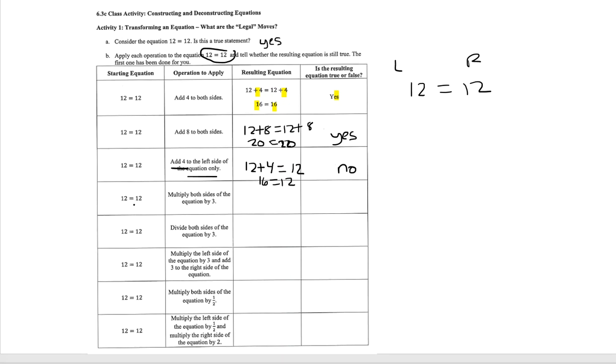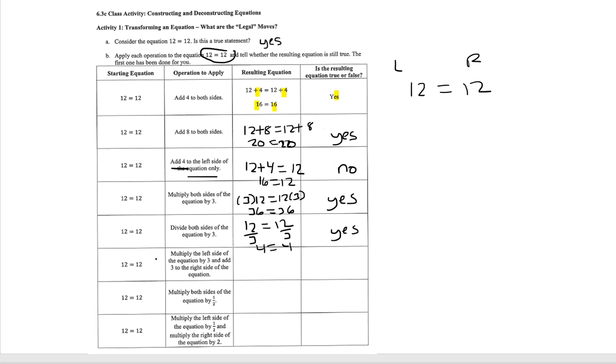Okay, let's look at the next one. 12 equals 12. If we multiply both sides of the equation by 3, so if we have 12 equals 12 and we times this side by 3, and we also times this side by 3, that's going to give us 36 equals 36, and that is a true statement. The next one. Take the 12 equals 12, divide both sides of the equation by 3. Yes, that is going to be true. 4 does equal 4.